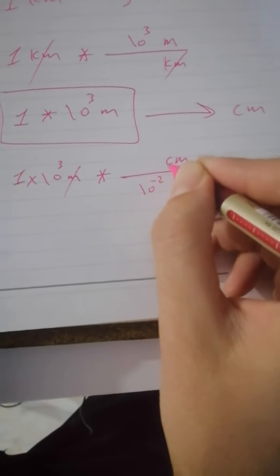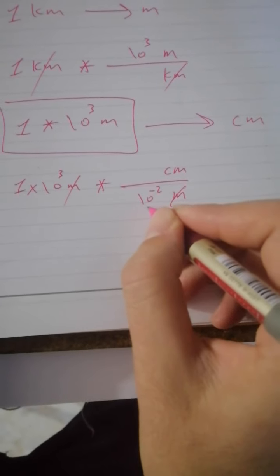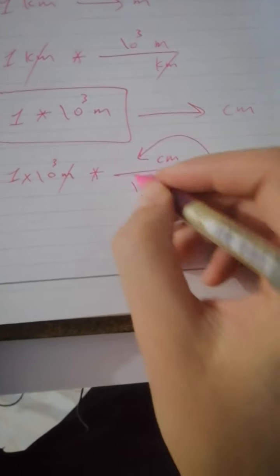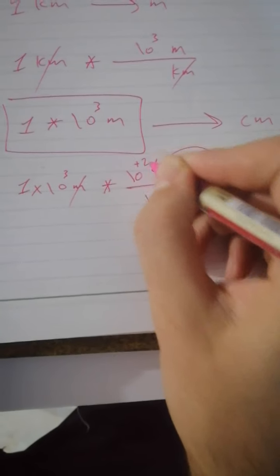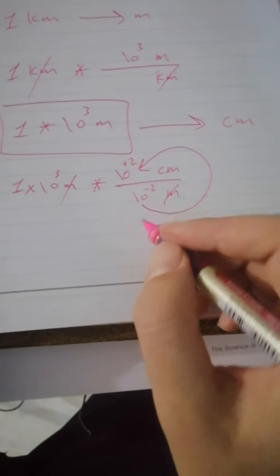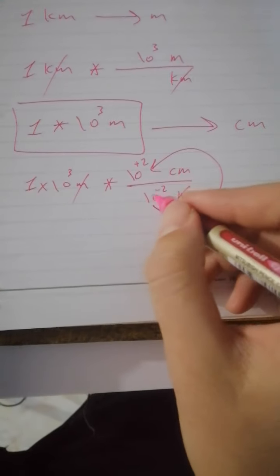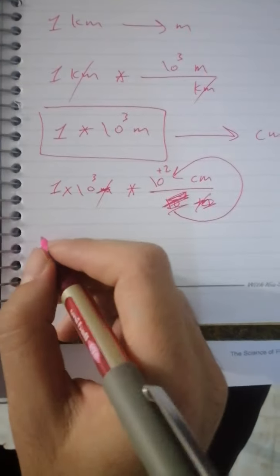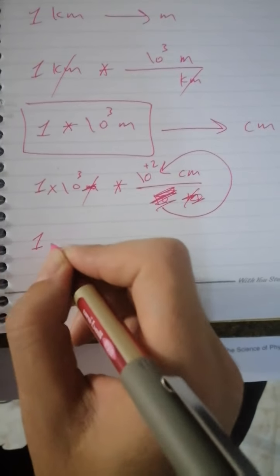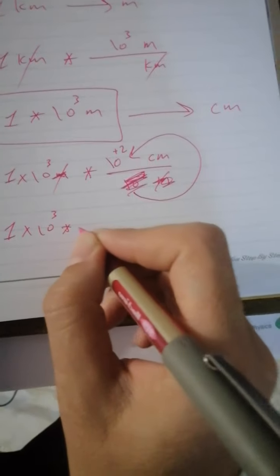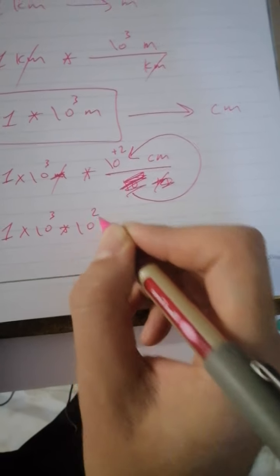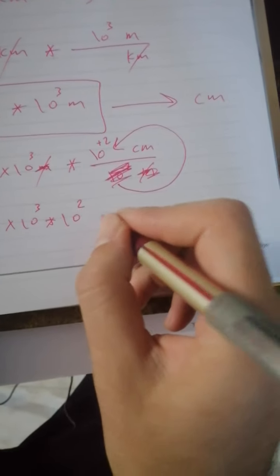Why 10 to the minus 2? Because centi is 10 to the minus 2. But I don't need this number in the denominator, so I'll put it in the numerator, and the sign will, yes, it will flip from minus 2 to positive 2. So let me just erase that one. I'll erase that one because I don't need them. Okay, let me do the final step. 1 times 10 to the power 3 times 10 to the power 2, positive, of course, centimeter.